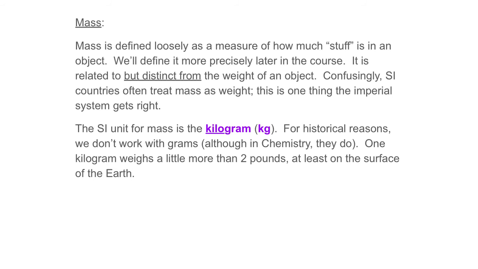The SI unit for mass is the kilogram. That's kind of weird, right? We've had the meter and the second, but now we have the kilogram. For historical reasons, we don't tend to work with grams, although chemists really do.